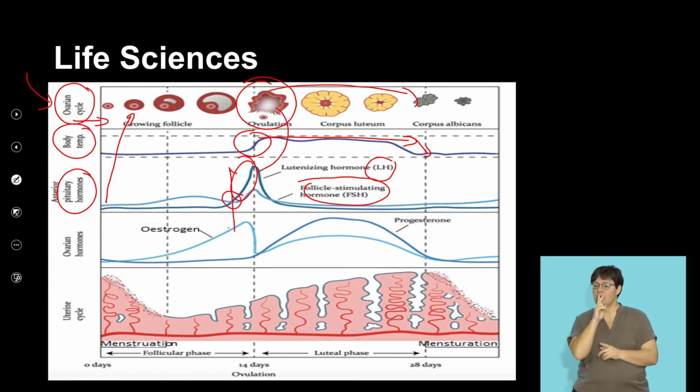Further down, we look at the ovarian hormones. These are the hormones produced from the ovary. There are two hormones that are produced from the ovary, guys: estrogen and progesterone.